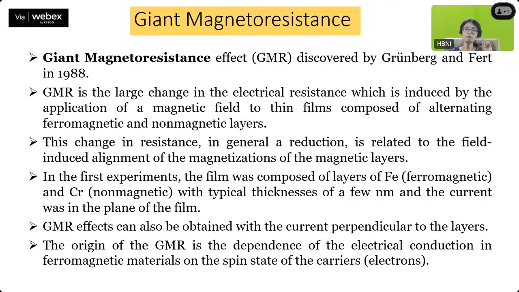But you should remember that GMR effects can also be obtained when the current is applied perpendicular to the layers. The origin of this giant magnetoresistance is a dependence of the electrical conduction in ferromagnetic materials on the spin state of the carriers. So basically, how the spins are changing gives you the origin of the giant magnetoresistance, which depends on the spin state of these particular carriers or electrons.